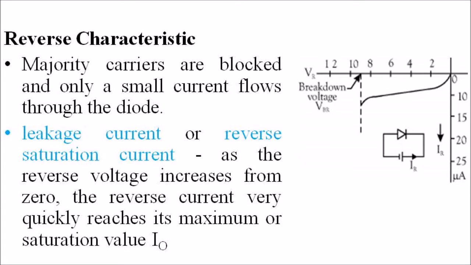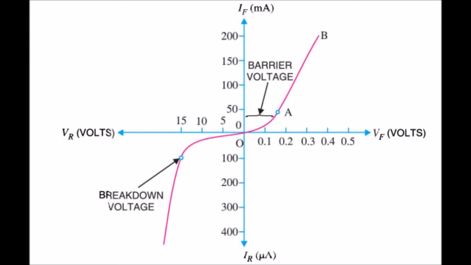Similarly, in the reverse bias condition, when the diode is reverse biased, majority carriers are blocked and only a small current due to the minority charge carriers flows through the diode. As the reverse voltage increases from 0, the reverse current very quickly reaches its maximum or saturation value, represented as IO, which is also known as leakage current or reverse saturation current. It is of the order of nanoamperes for silicon and microamperes for germanium.